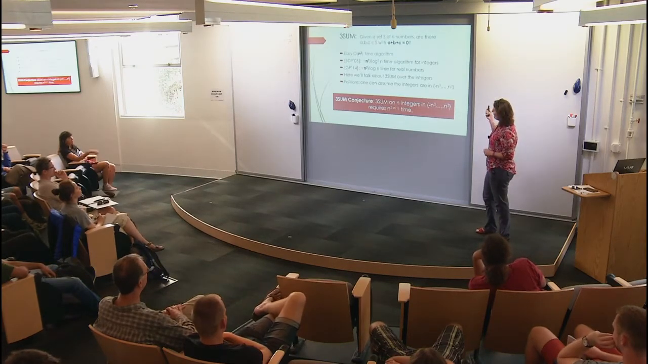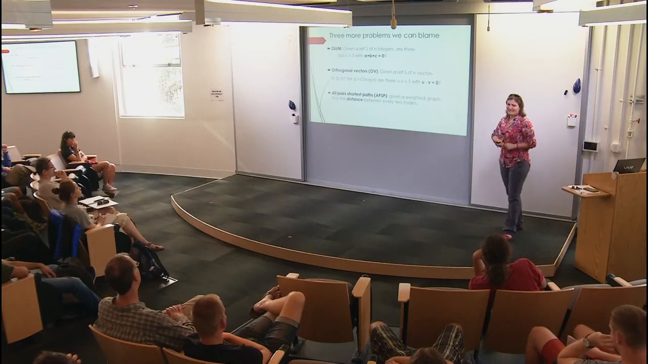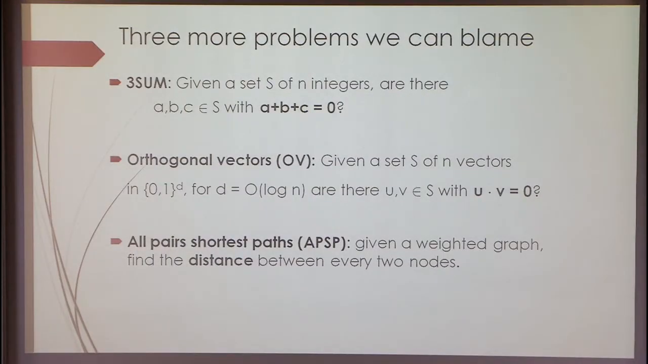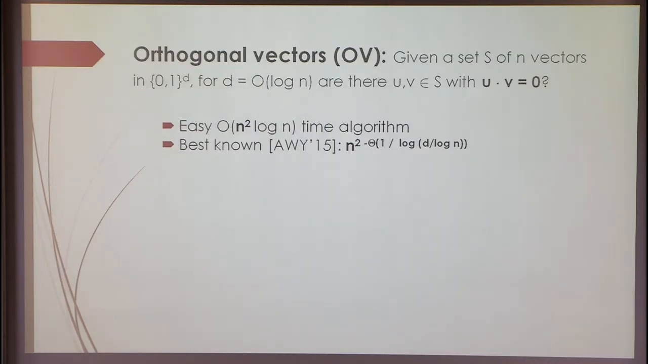Okay. All right. So there's 3SUM, and then orthogonal vectors. What's orthogonal vectors? Again, you have n vectors over small dimension, and you want to know if 2 of them are orthogonal. There's an easy n squared log n time solution. You try all pairs of vectors, compute their inner product, and you check if it's 0.